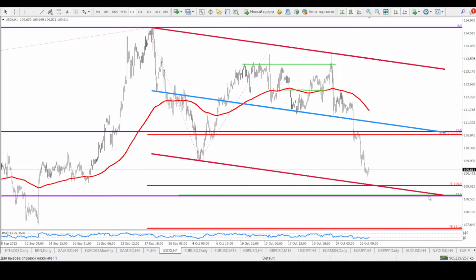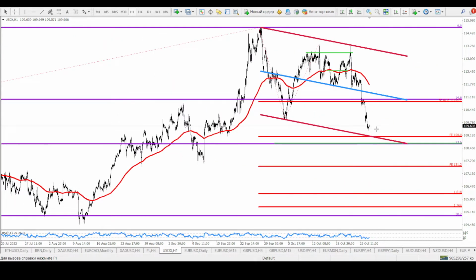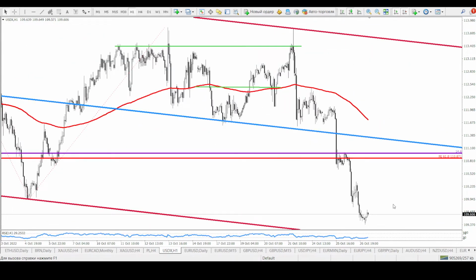For American Dollar Index, in my Telegram channel I showed you the technical support, which is around 109 area. Technically, 109 area is the second Fibonacci extension level. So it was evident that under 110.80 price will go down to 109 area. Right now they didn't reach the support.